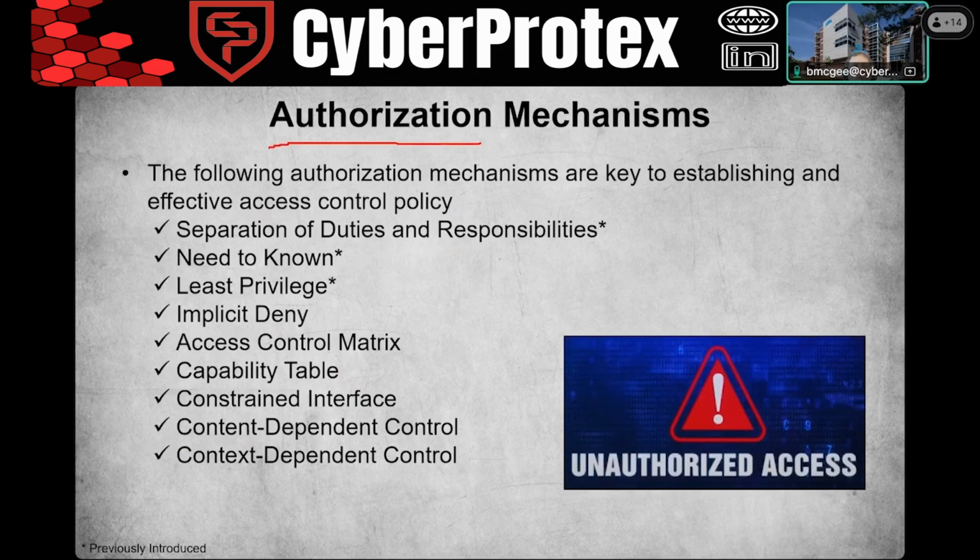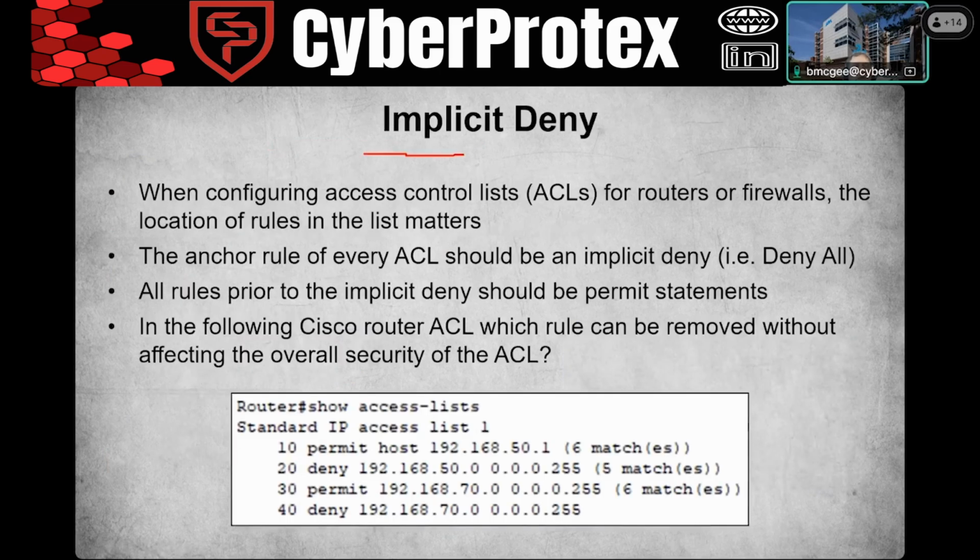And so we have a whole bunch of things here that we're going to go through and just talk about. We've already gone through the need to know, least privilege, the principle of least privilege, separation of duties. So there's this idea of implicit deny. This implicit deny allows us to deny all. We say it's an anchor rule in an access control list.